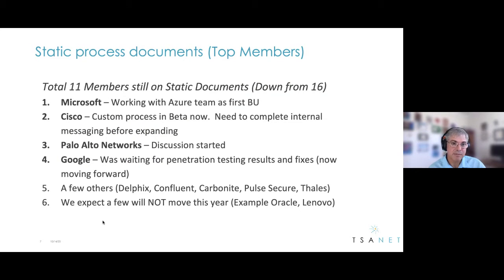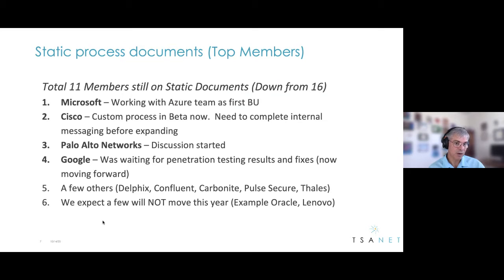Probably the top priority that we've had for 2020 is to get all of the members on the TSANet Connect process. This is down from 16, which was the last update I gave back in the June timeframe. We probably started the year with 25 or so members that were still on what we call static document, meaning we just brought their existing way of working over to the new system, so they could make outbound requests with a new way of working. But if members collaborated inbound to them, they would still see the old process and way of working. But we've made good progress now. We're down to 11 members.